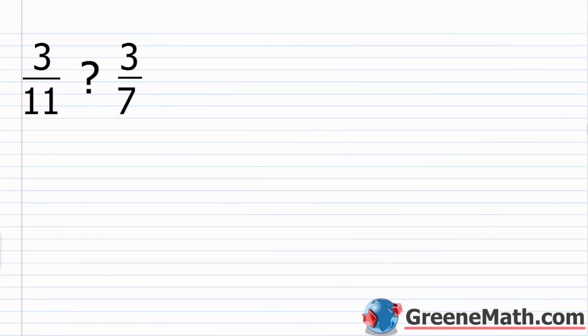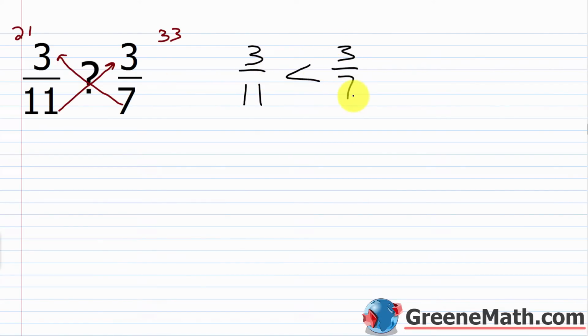All right, what about 3/11 question mark 3/7? So again, we're just going to cross multiply. 11 times 3 is 33, and 7 times 3 is 21. 33 is larger, so that means 3/11 is the smaller fraction. So 3/11 is less than 3/7.